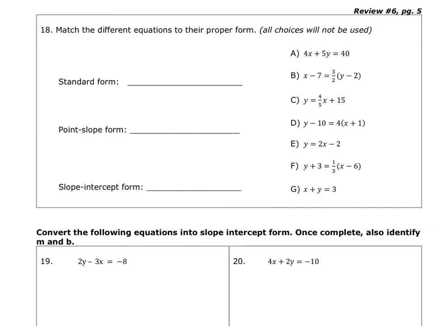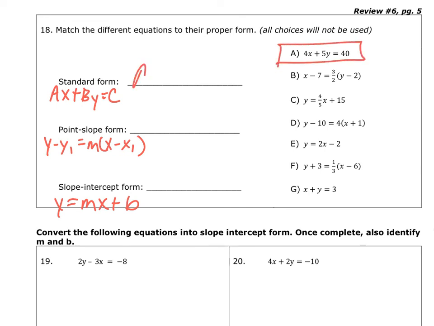All right, so standard form is Ax plus By equals C. Point slope form is y minus y1 equals m times x minus x1. And then slope intercept is y equals mx plus b. So I'm going to start by looking for standard forms.